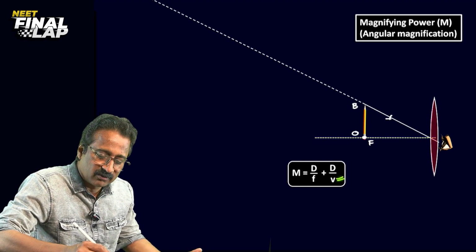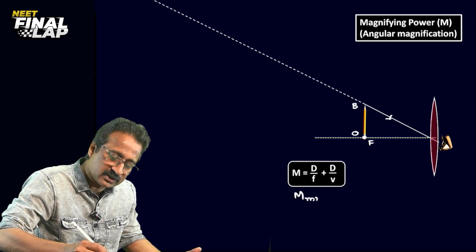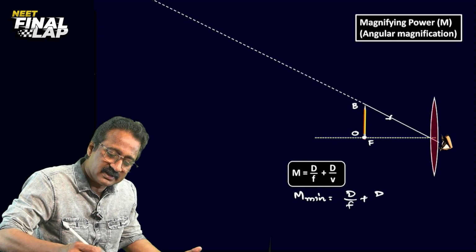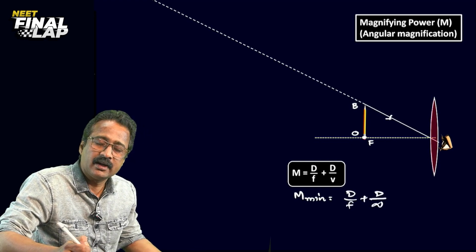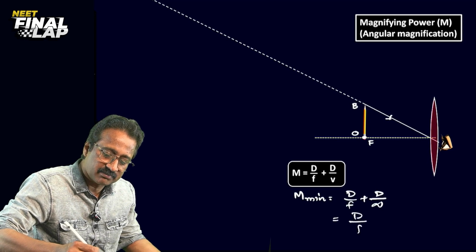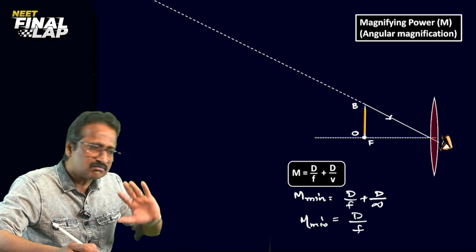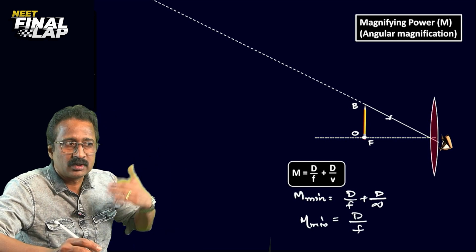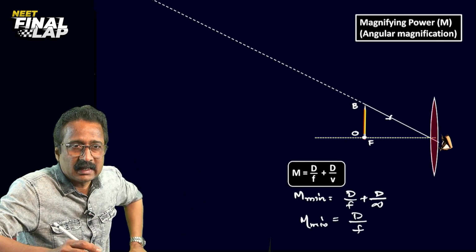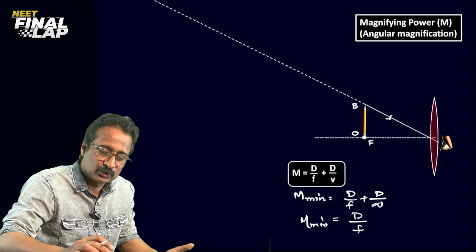So if V is infinity, the magnifying power that we get will be considered the minimum. So M minimum is going to be d/f plus d by infinity, and d by infinity reduces to 0. So the minimum magnifying power is going to be d/f. This is M minimum. So this lens can give you many magnifying powers depending on where the image is finally formed. What is the maximum, what is the minimum, and what is the general equation for magnifying power, you must know.